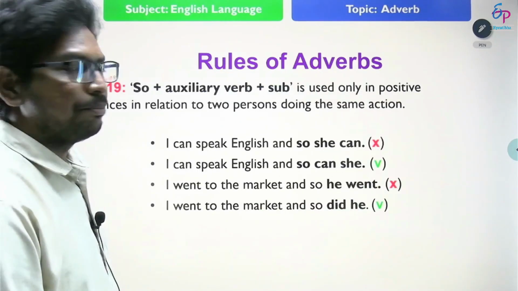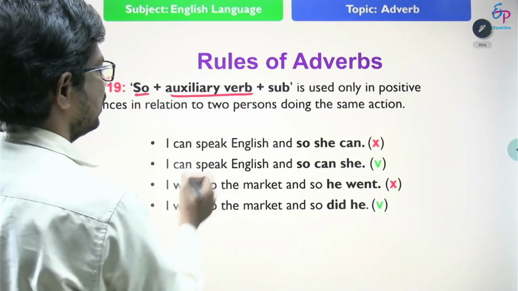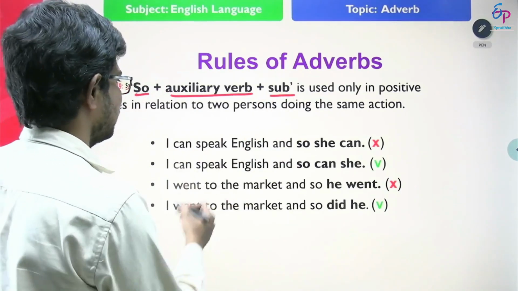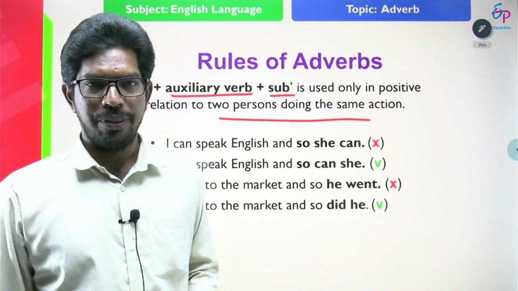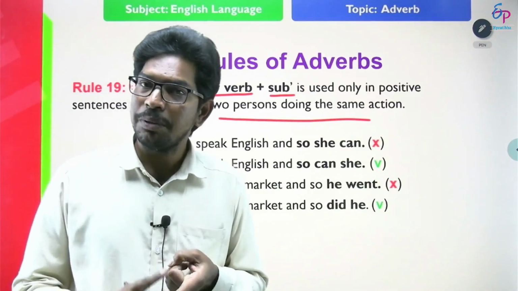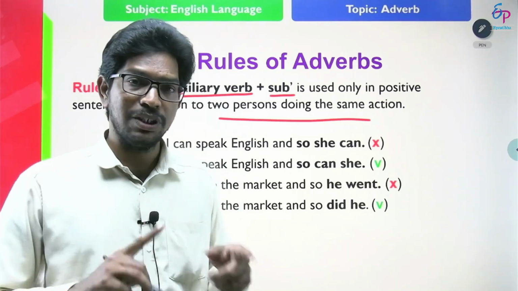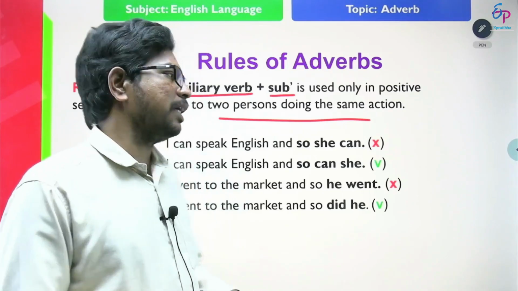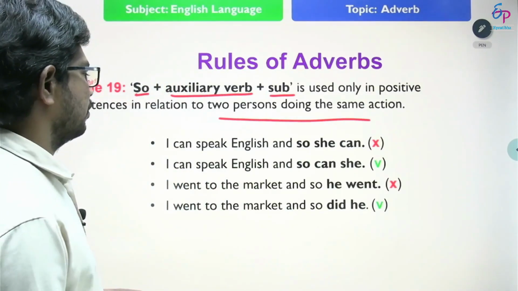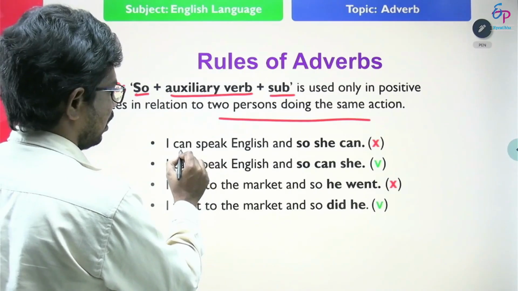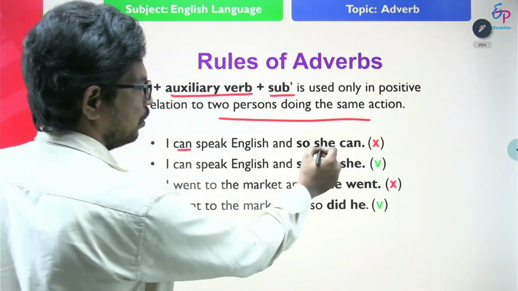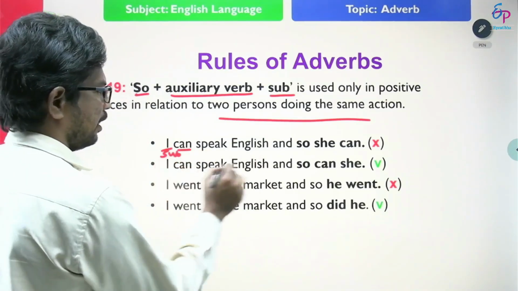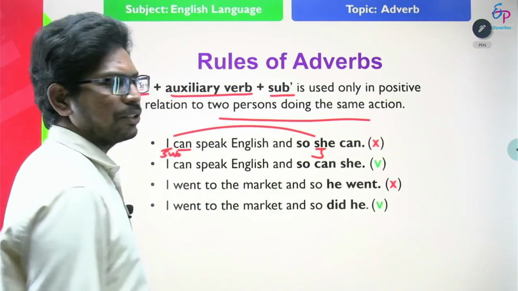So next rule. So plus auxiliary verb plus subject is used in positive sentences in relation to two persons doing the same action. Let us see the example, how it functions. I can speak English, and so she can. Here two subjects are there, I and she. They are doing the same action.